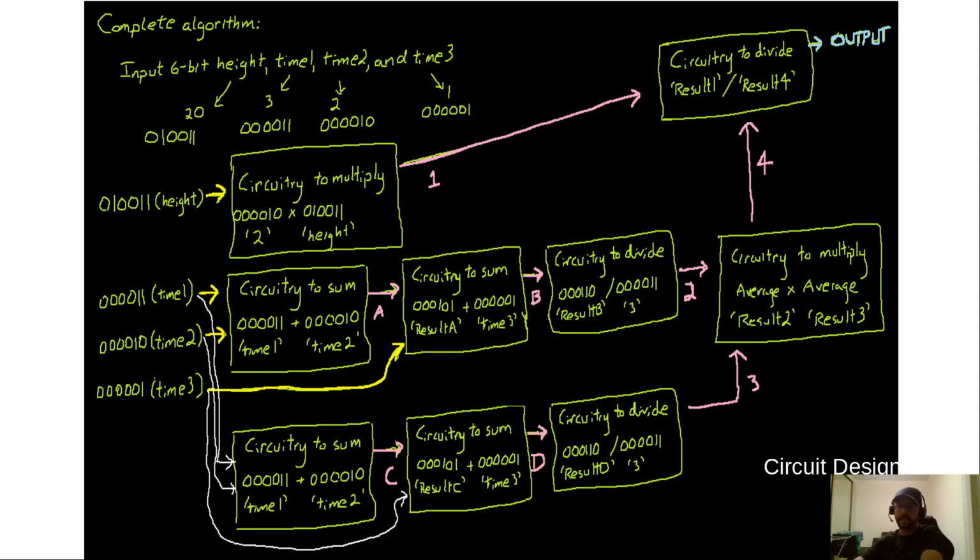So yeah, here is the big picture algorithm of what would happen in the program. So we have these four values that we have to input. Once again, the height, time one, time two, time three. The height is going to be 20, which in binary is 010011. Time one is three, binary is 000011, and so on. You can see there. Over here on the left-hand side would represent us entering in the values, and on the right-hand side is the output at the end.